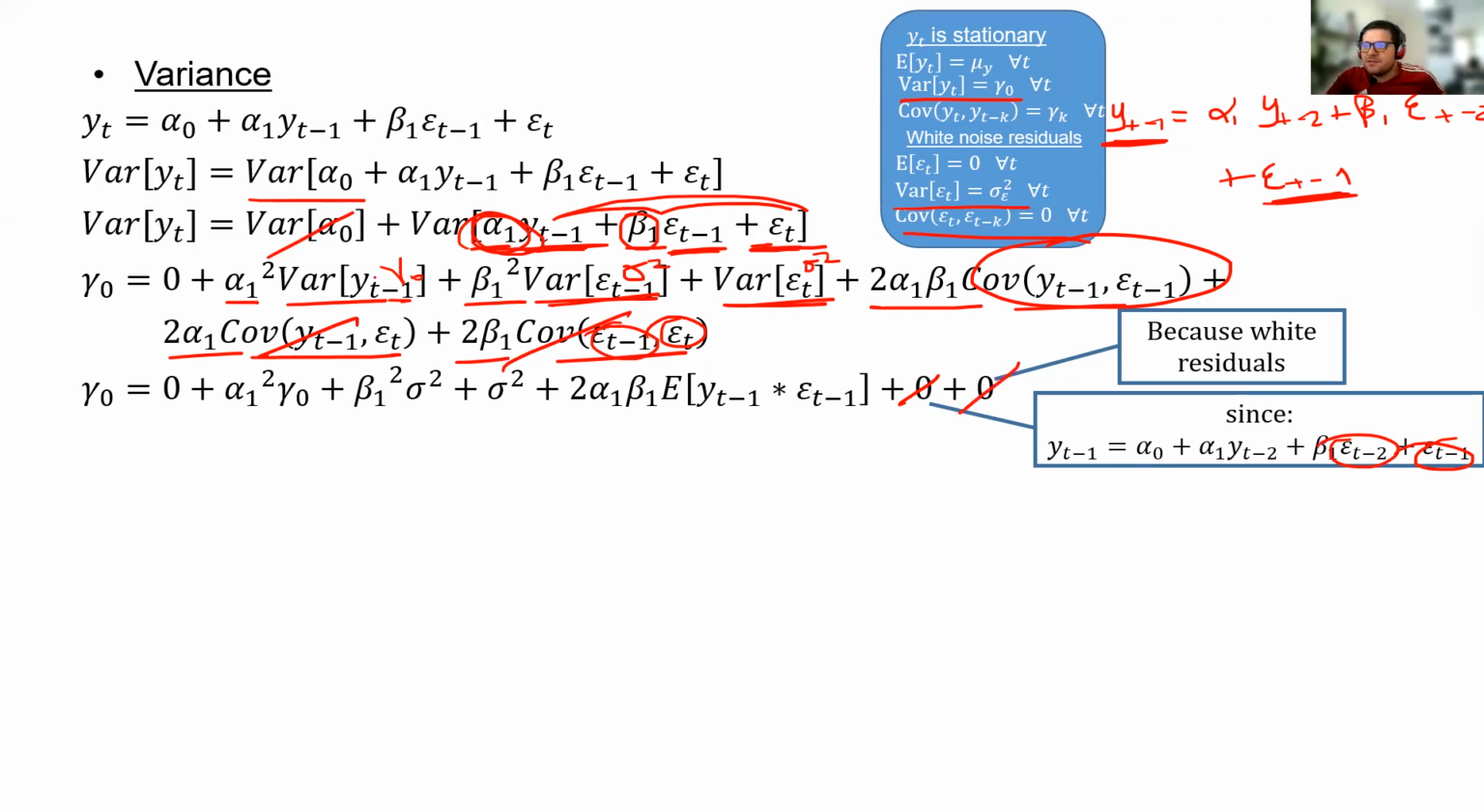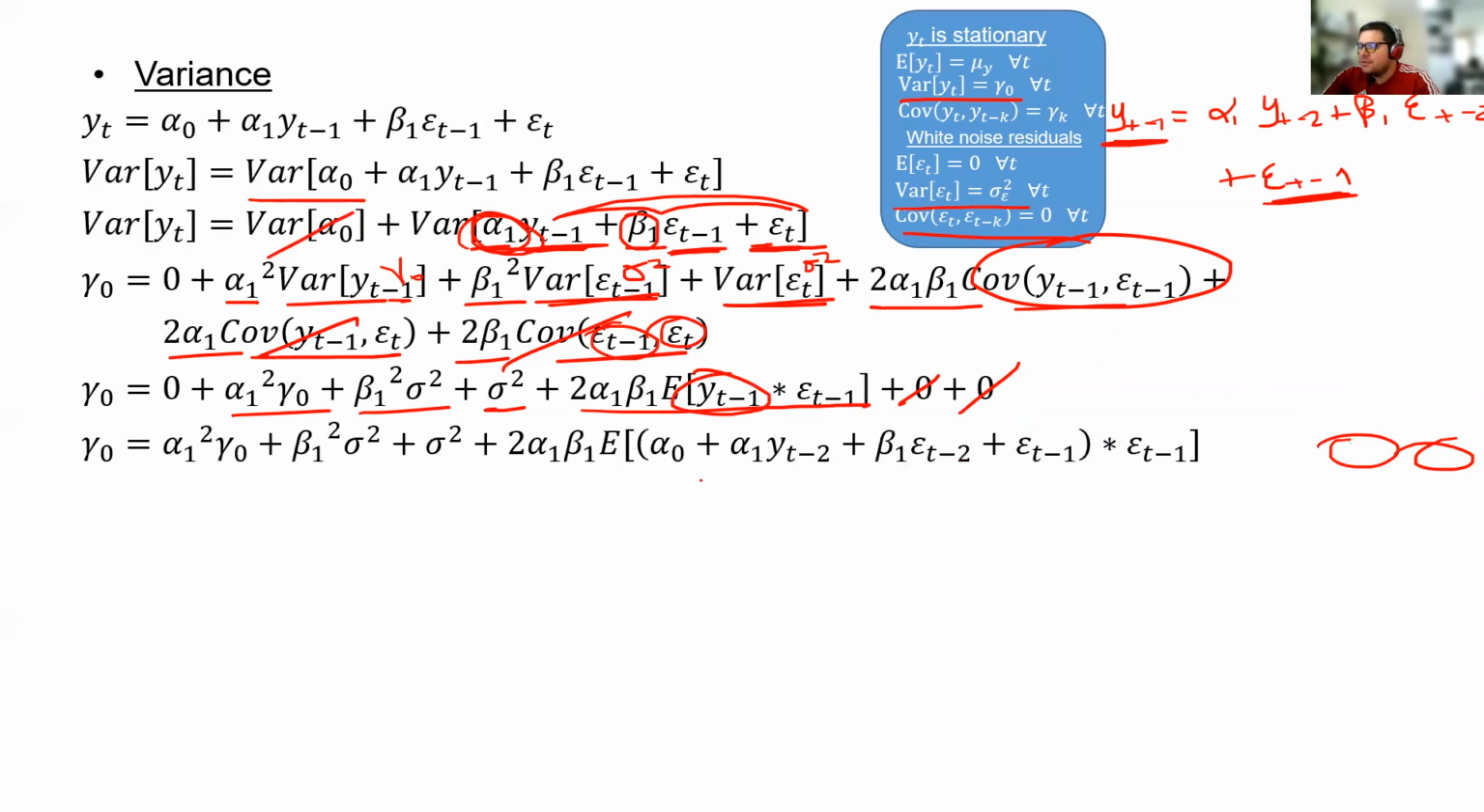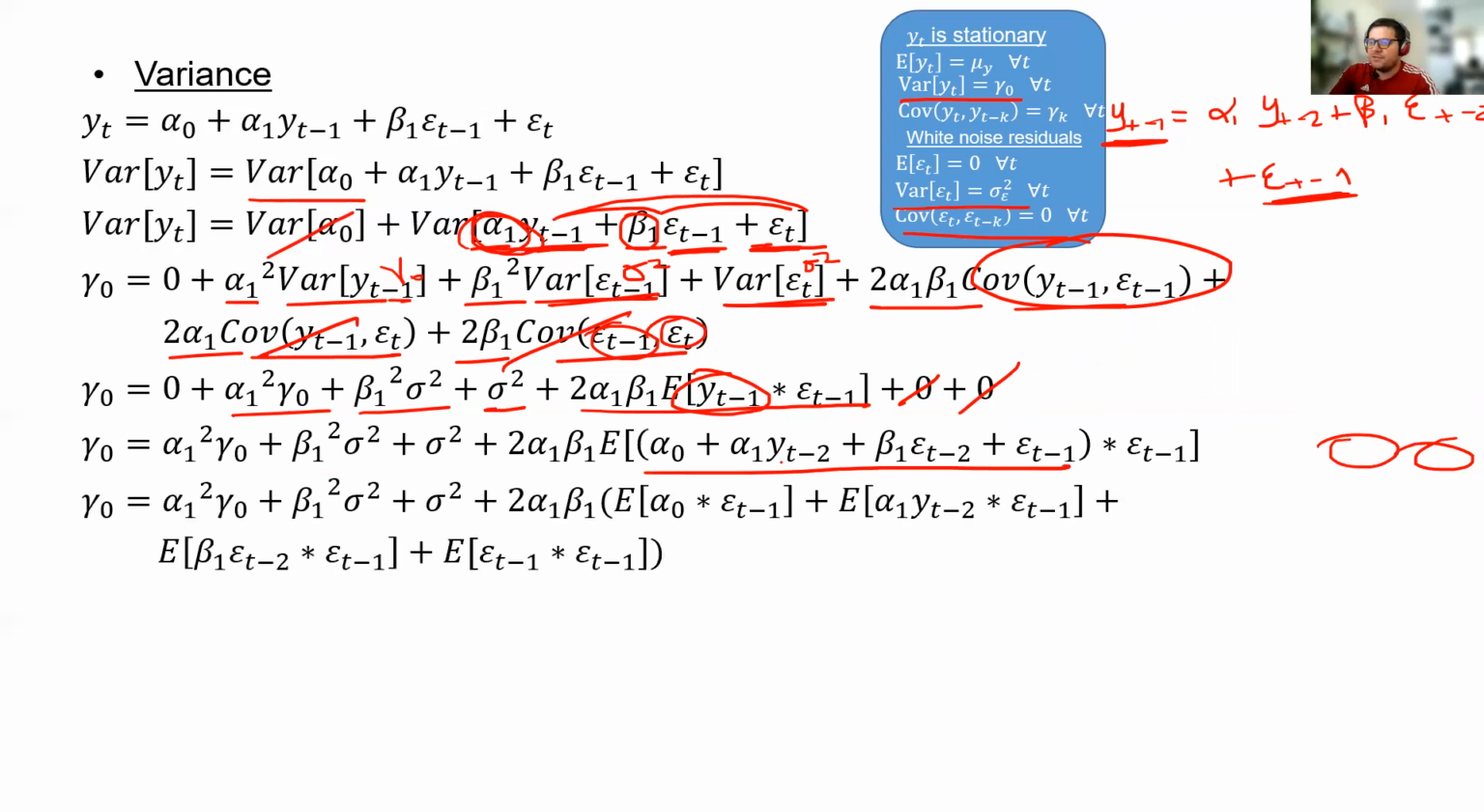So we make the replacements. We know the variance of this is gamma 0. We know the variance of this is sigma squared and sigma squared. And now we need to go and check what's up with this. So what we do now is expand on the equation for yt minus 1. So yt minus 1 is equal to this. We're going to multiply all of these terms: alpha 0 times et minus 1, alpha 1 yt minus 2 times et minus 1, plus beta 1 et minus 2 et minus 1, plus et minus 1 et minus 1.